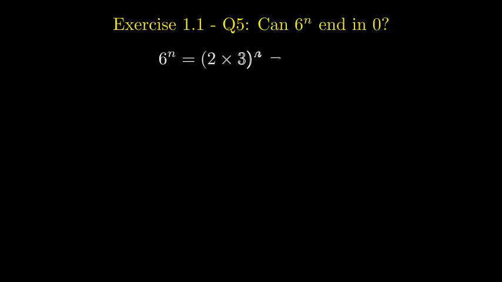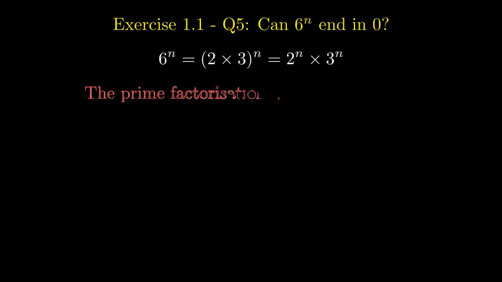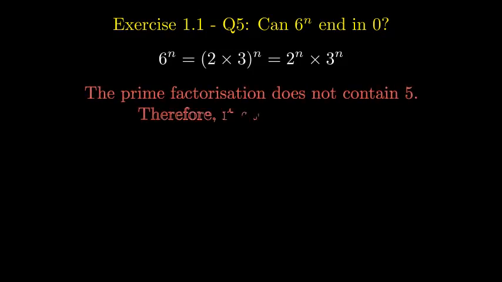Exercise 1.1, Question 5. Can 6 raised to the power n end with the digit 0 for any natural number n? For a number to end in 0, it must be divisible by 10. Divisibility by 10 requires the number to have both 2 and 5 as prime factors.